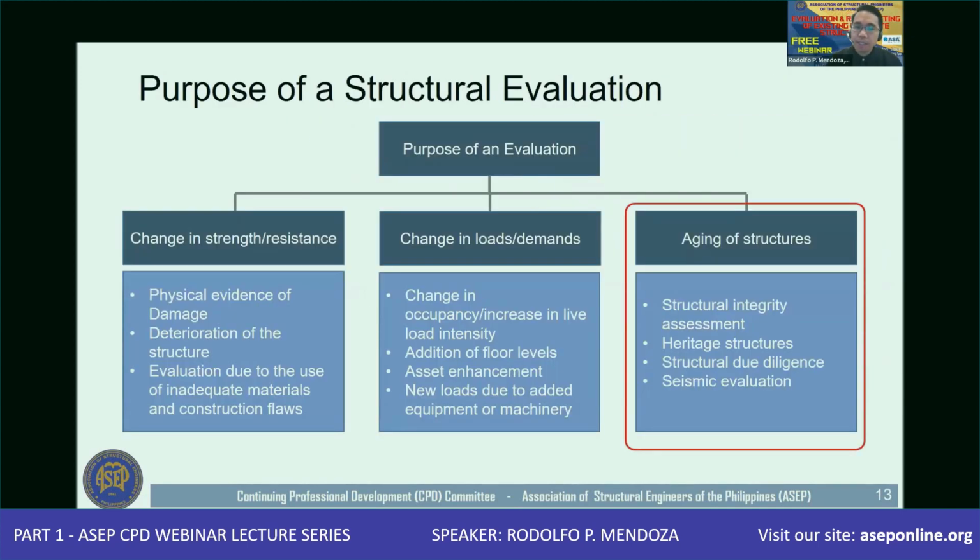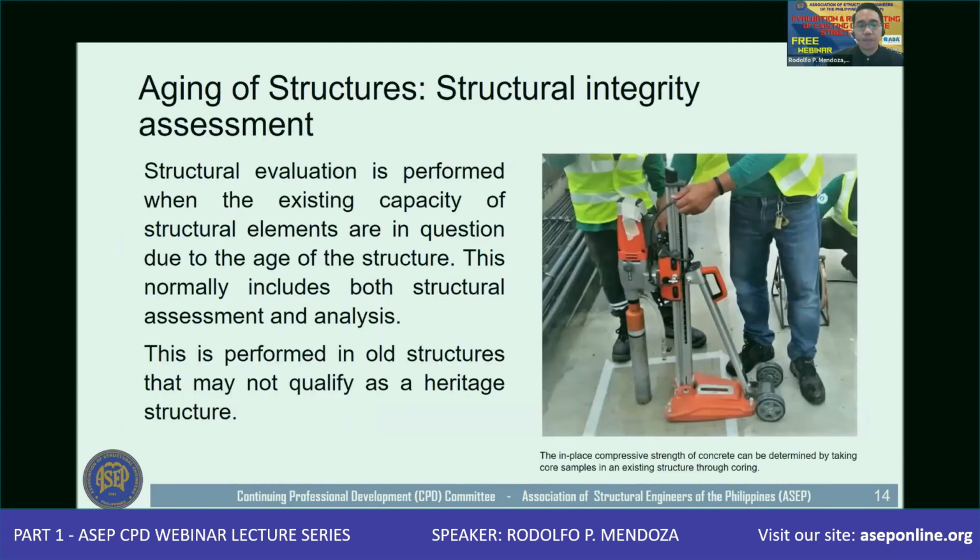Now, with regard to the structural evaluation that is triggered by the aging of structures, one of them is what we call structural integrity assessment. Now, this evaluation is performed when the existing capacity of structural elements is in question because of the age of the structure. This evaluation normally consists of both structural assessment and a structural analysis. And this is normally performed in old structures that do not qualify as heritage structures.